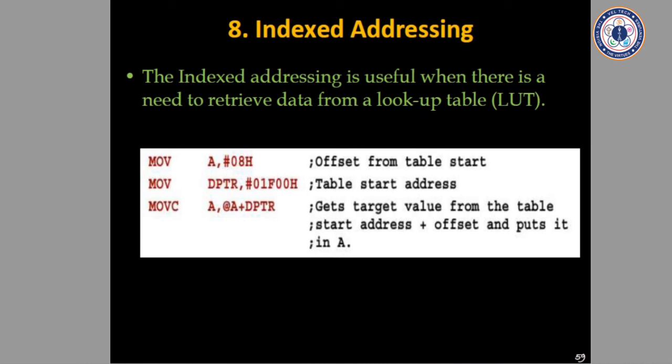See here, MOVC: here C stands for code. We have only two 16-bit registers: one is the program counter and the other is the data pointer. Either you can use the program counter or you can use the data pointer. So instead of DPTR we can use PC also. PC means program counter. So these are the types of addressing modes in 8051.